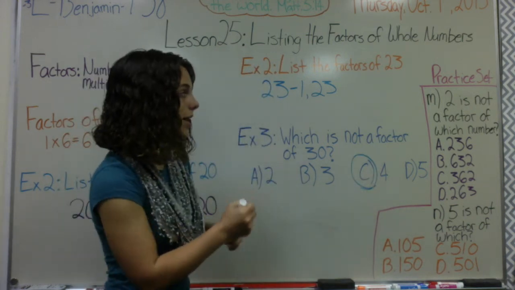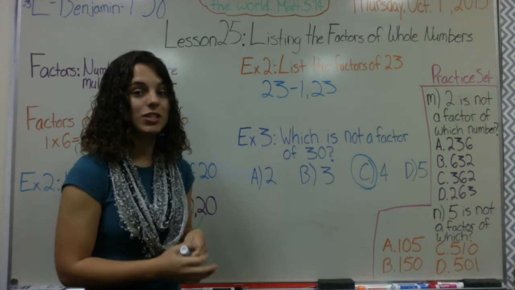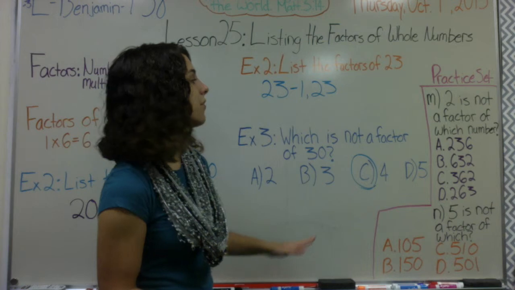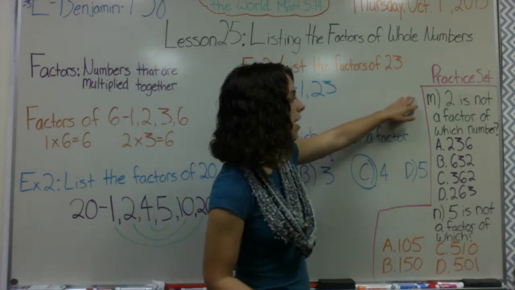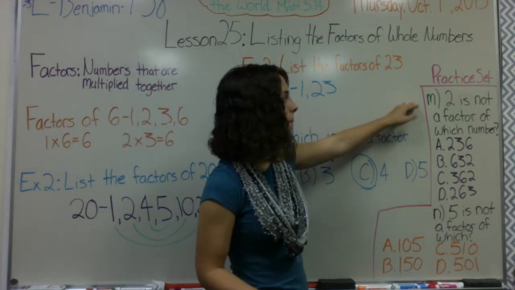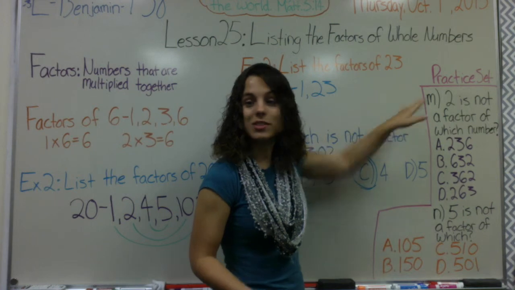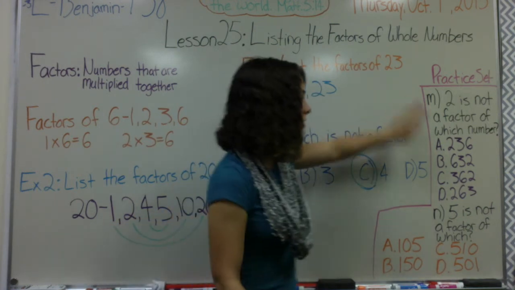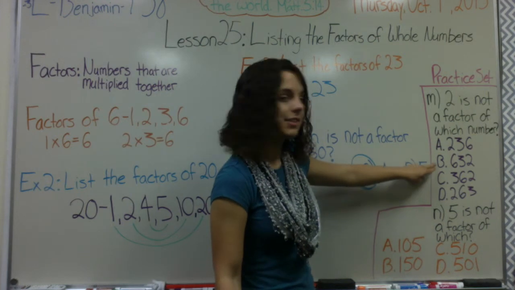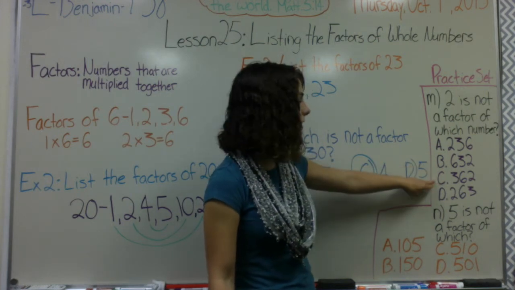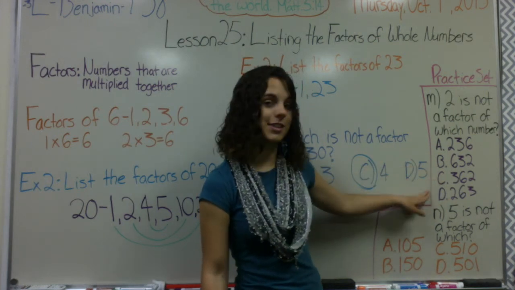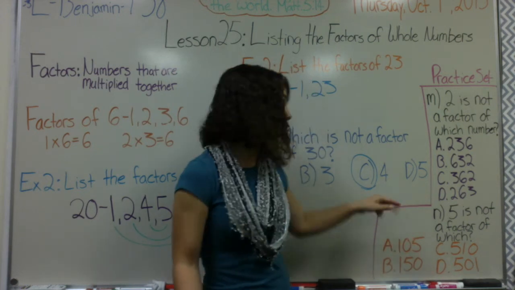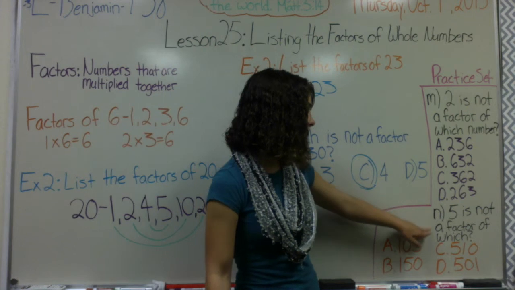Now, we're going to go ahead and look at the practice set, and I want you to do these 2 problems by yourself. It should take you very quickly, hopefully. Letter M says 2 is not a factor of which number? Again, like I said, 2 is a factor of every even number. So 236, 632, 362, 263. Which one of those?